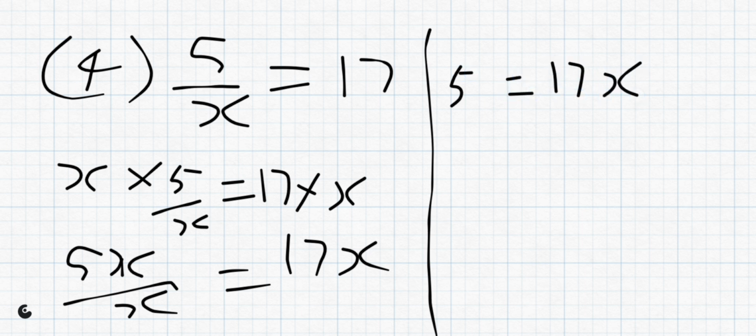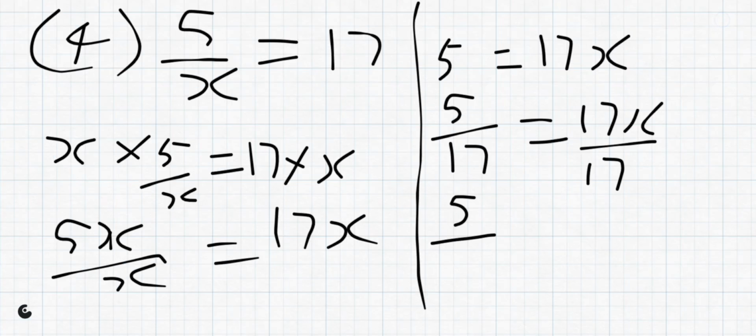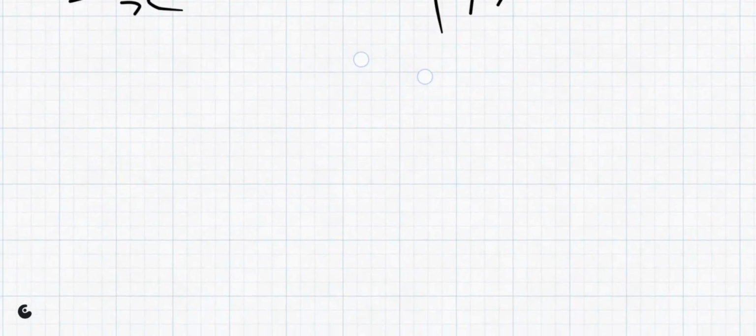So now to isolate x, we divide both sides by 17. So we have 5 divided by 17 is equal to 17x divided by 17. Now 17 will go with 17, so we have x. So we have 5 divided by 17 is equal to x. That's our solution. So now I'll give you two problems to try out.